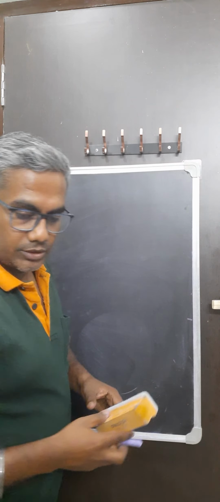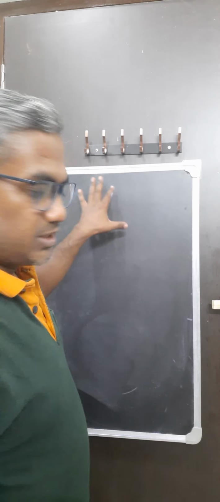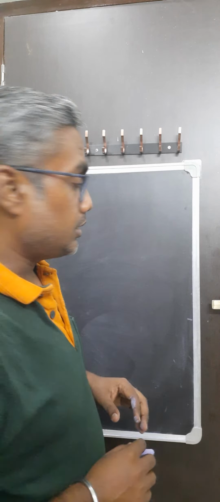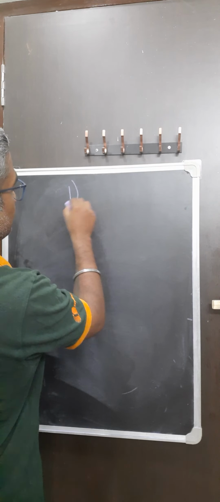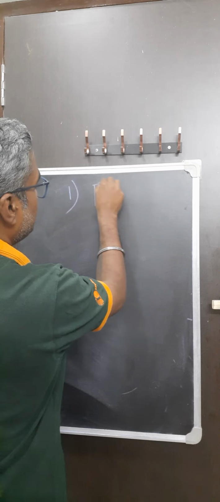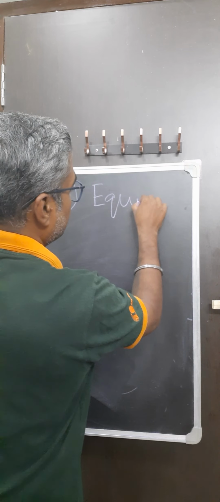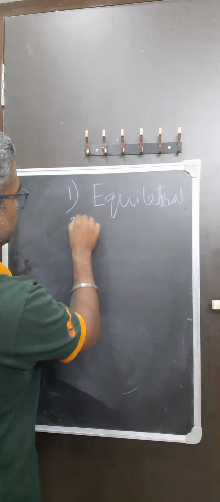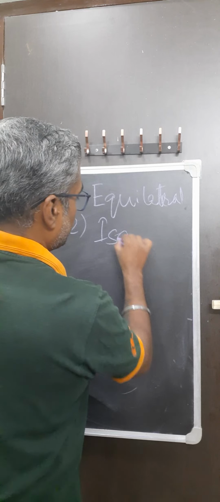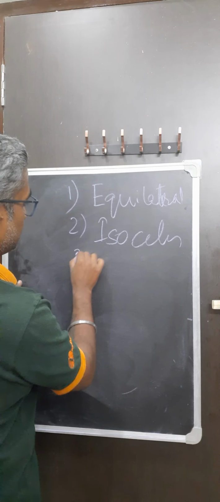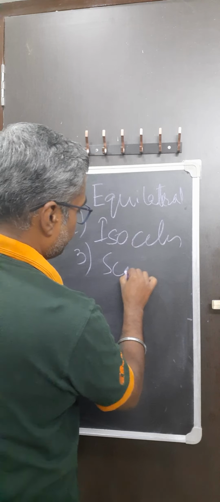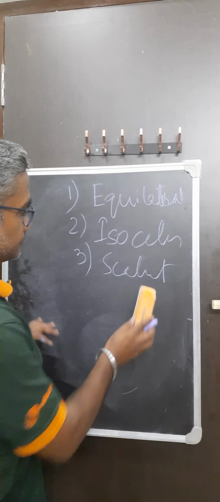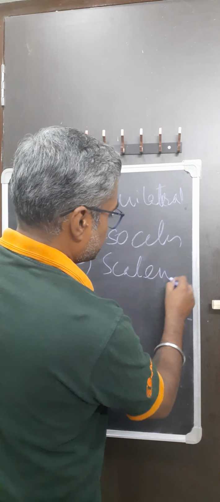Why am I going to discuss the types of triangle? Because these three topics that I have discussed have some relation with the type of triangle. The types of triangle are: one is equilateral triangle, second is isosceles, and third one is scalene triangle.